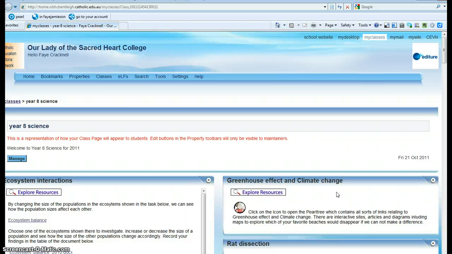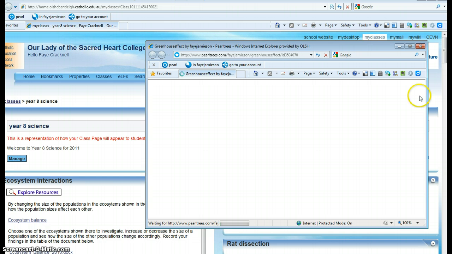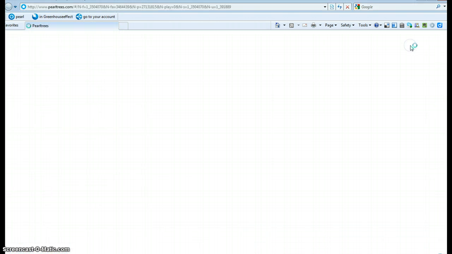And we're going to look at long-term, what the predictions are about how that will affect planet Earth. So log in, go to My Classes. When you get into My Classes, I want you to click on this little icon here, and this will take you to a website called pearltrees.com.